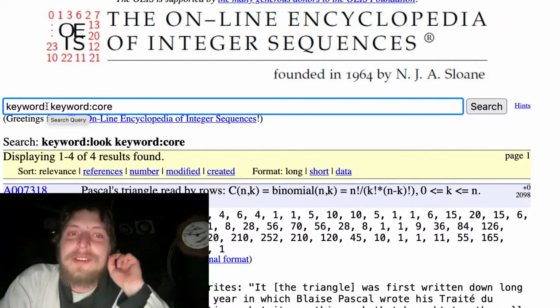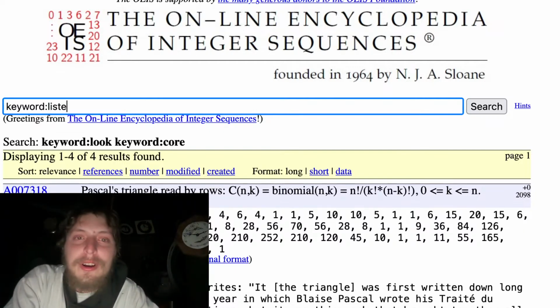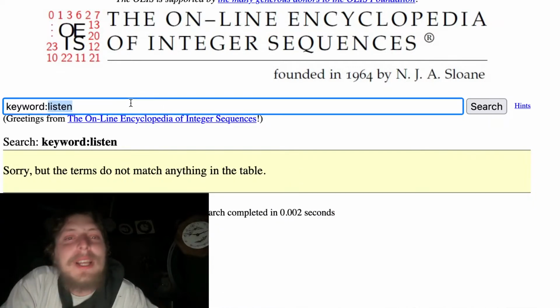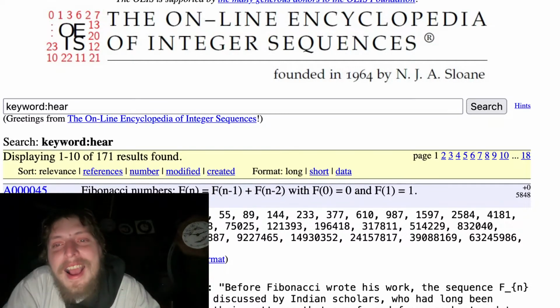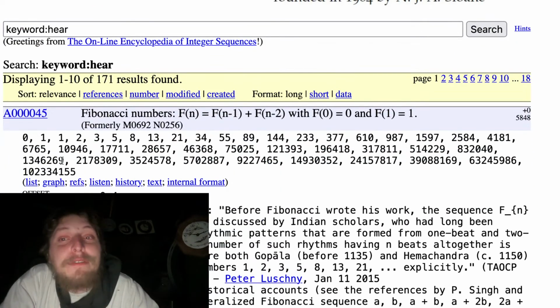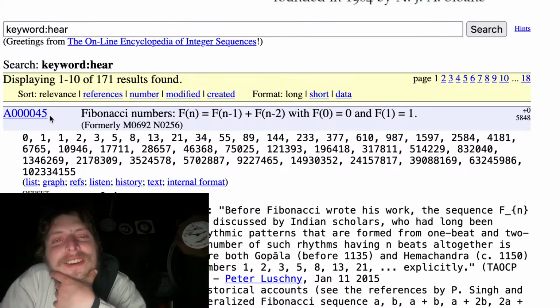But yeah, there are ones you can listen to that are keyword listen. And no, wait, sorry, it's keyword here. Okay, yeah, keyword here. And even ones like the Fibonacci numbers have that note because they must sound pleasant in some way.